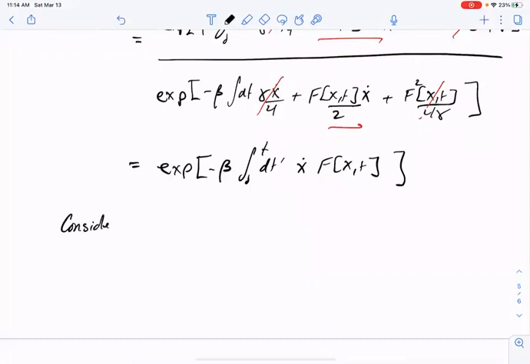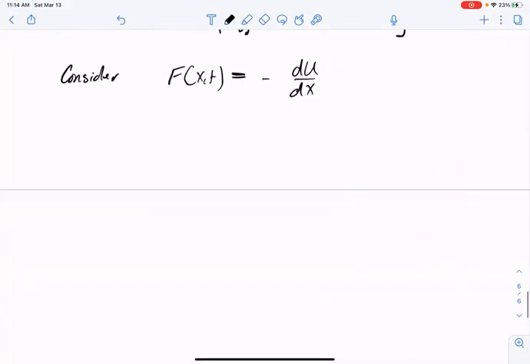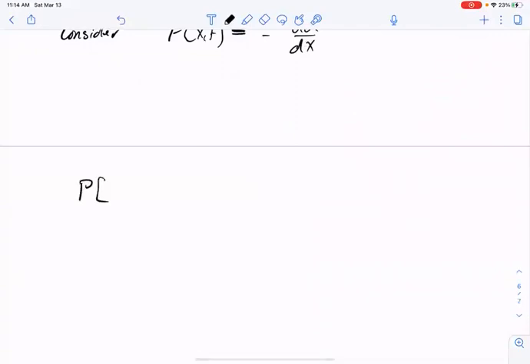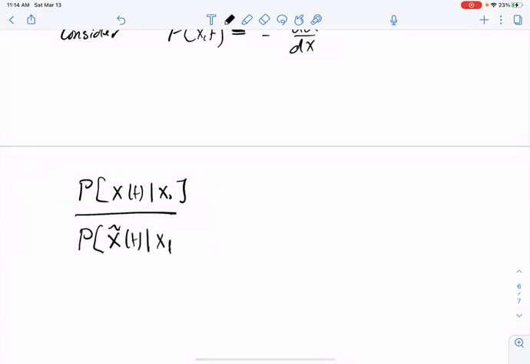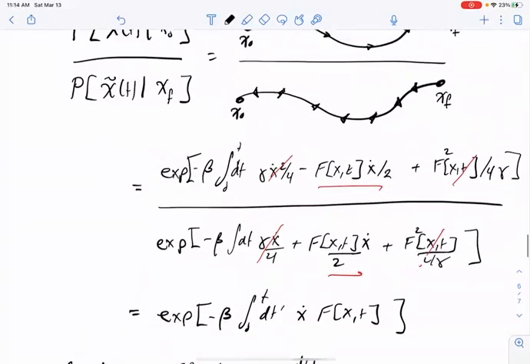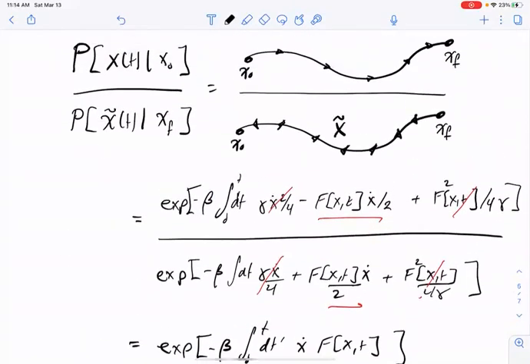So let's consider the case where this f of x and t is just a gradient force. It's the derivative of a potential with respect to x. That would mean that the probability of observing the trajectory in the forward direction, conditioned on starting in x naught, relative to the reverse direction, which I've denoted as x tilde, should have labeled that here. So here's the reverse trajectory, here's the forward trajectory.